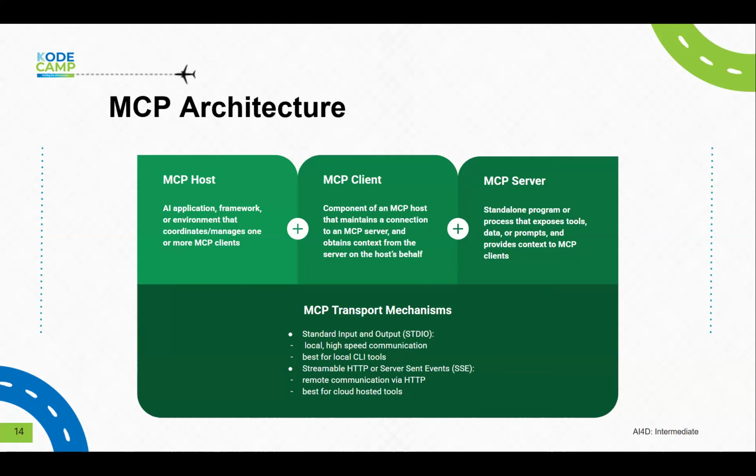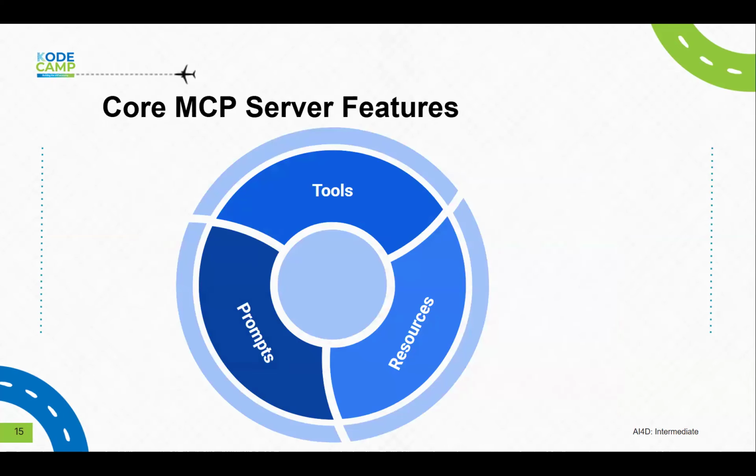Okay, so we continue. MCP servers essentially have three major features, which are tools, resources, and prompts. So an MCP client can either access tools from an MCP server, or it can access resources or prompts. We're going to look at what each of these features actually comprise.